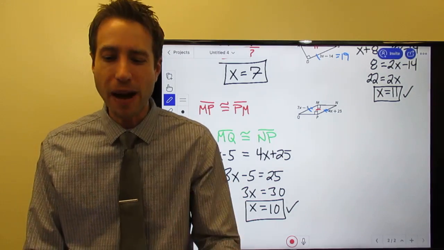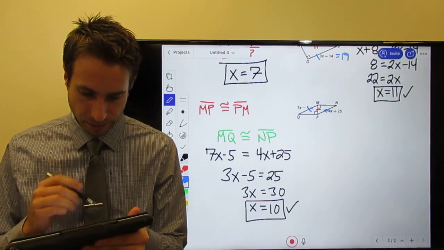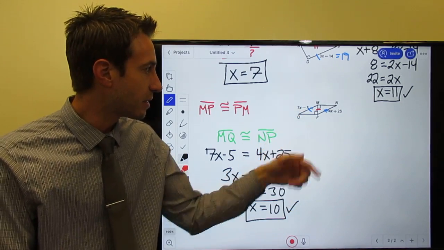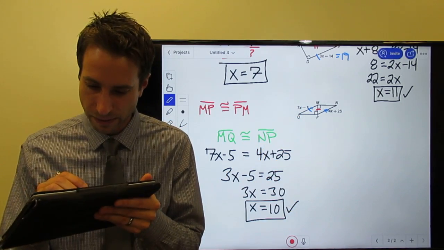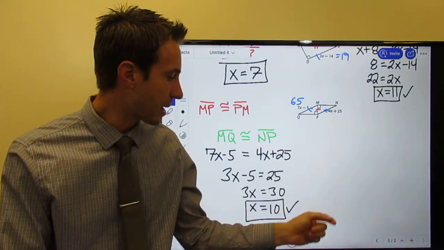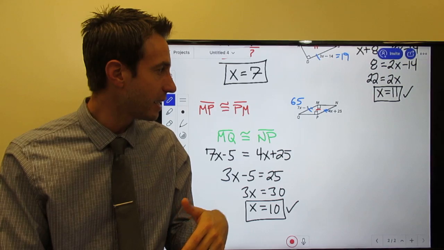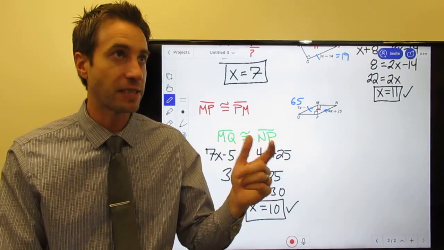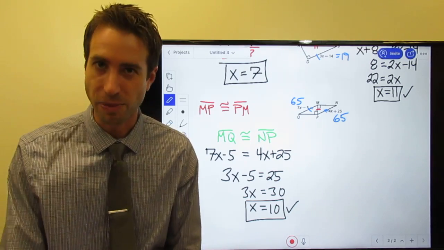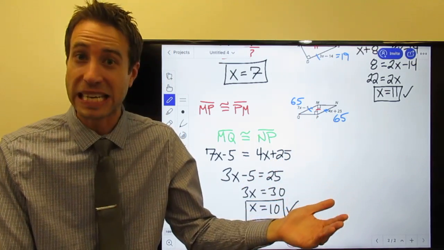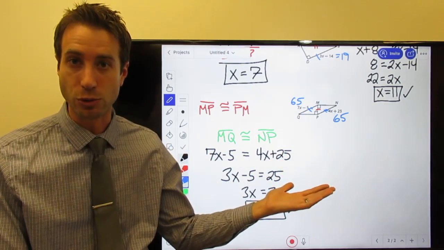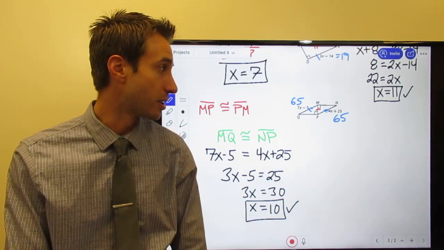There it is. If I were to plug it in, what would you get? 7 times 10 is 70. 70 minus 5, I get 65. Do it again. 4 times 10 would be 40. 40 plus 25 is 65. Yep, 65. But that shouldn't be a surprise, right? I wanted these two sides to be equal, so I set them equal to each other, and I found the value of x that'll make those two sides equal. Now I have hypotenuse leg.